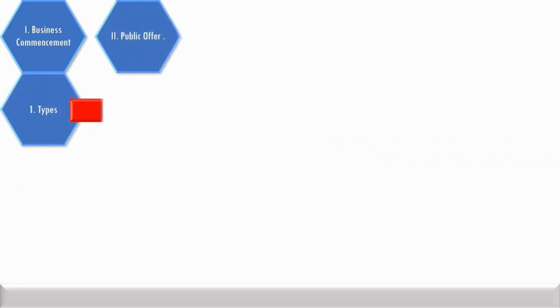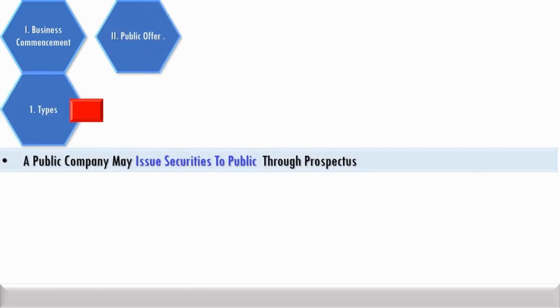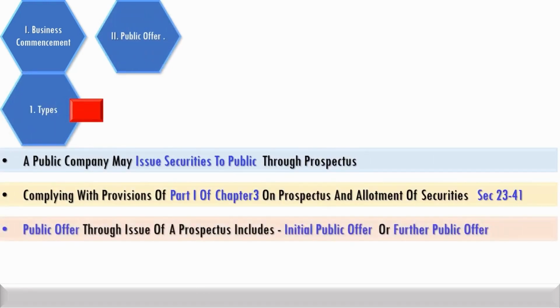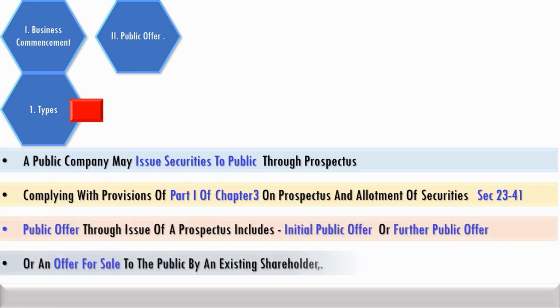Public offer means issue of securities to public by a public company after complying with provisions of Part 1 of Chapter 3 on prospectus and allotment of securities. Public offer in its simple form can be an initial public offer or a further public offer. When a public offer is made by an existing shareholder, it can take the form of an offer for sale.